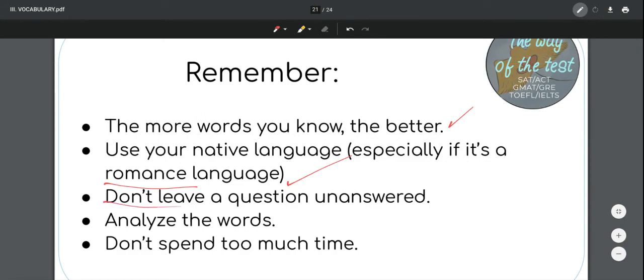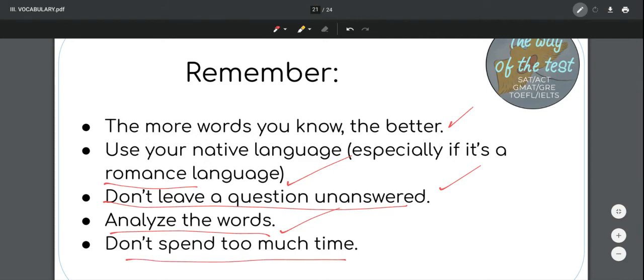Remember not to leave a question unanswered. You're always going to give an answer, always, okay? If you have to guess, just guess. It's better to be wrong than to be blank. And remember to analyze the words. Don't get stuck, don't give up. If you don't know the meaning of one specific word, you can get it from the parts.